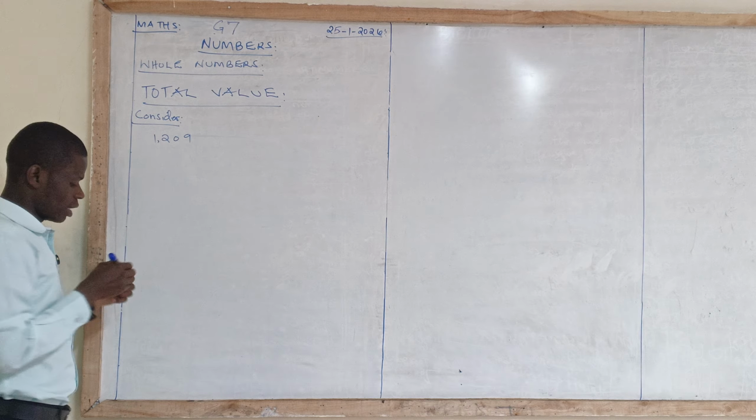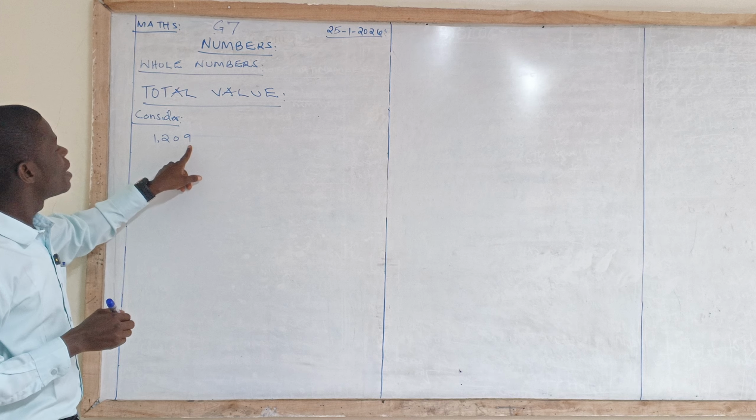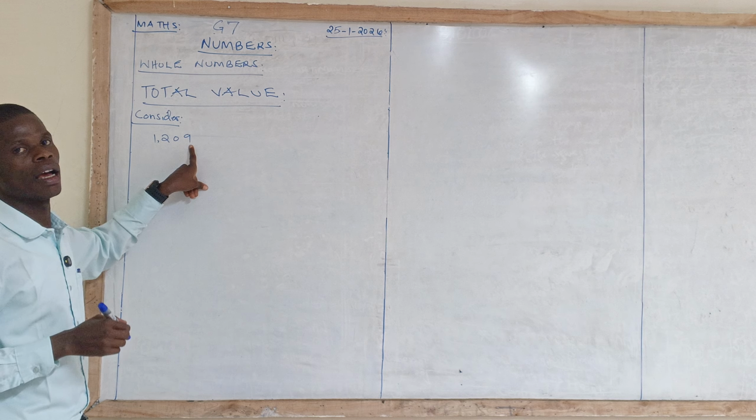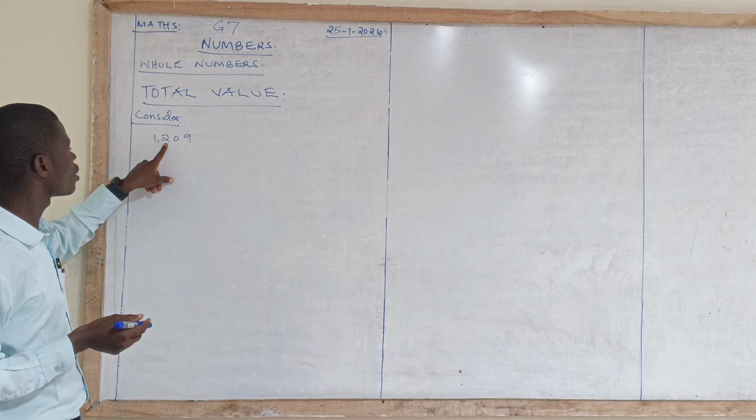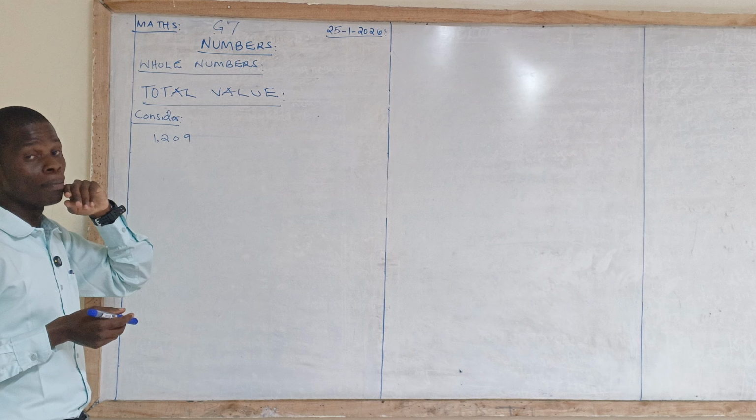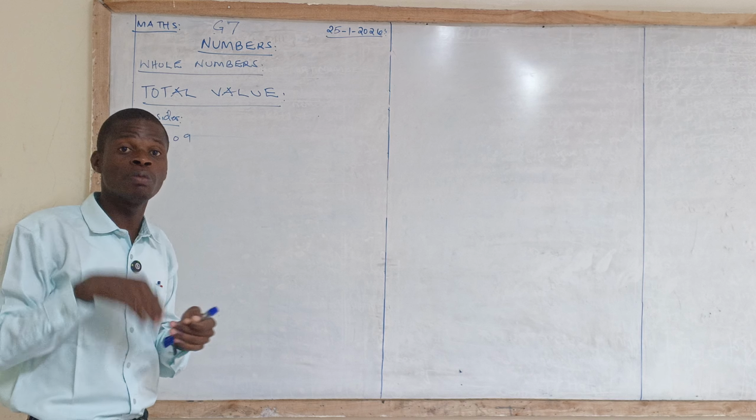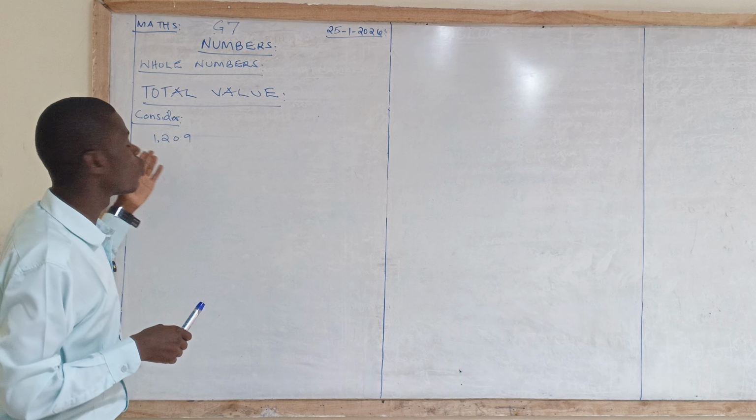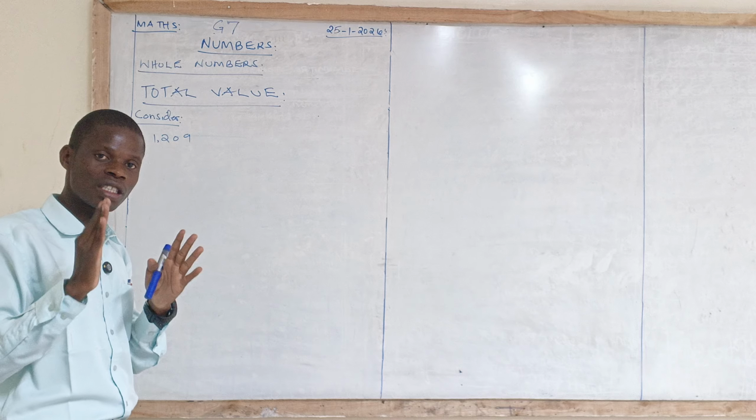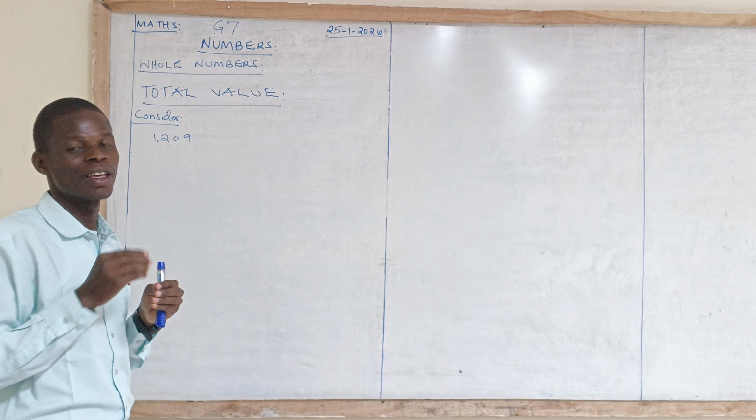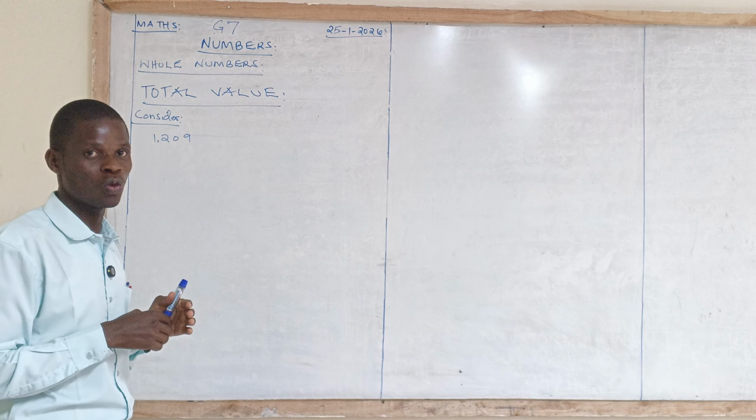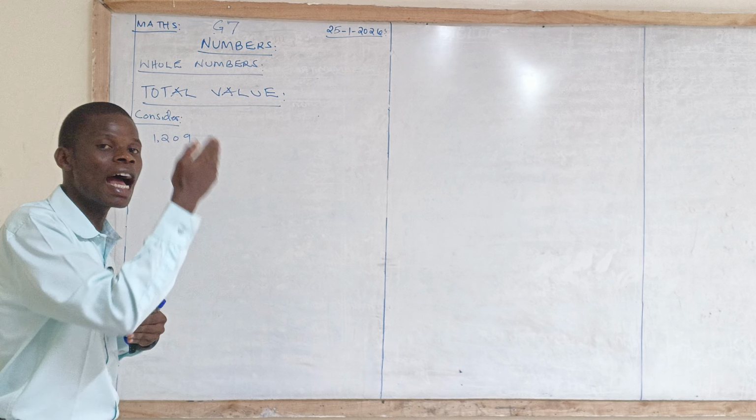1,209. Now, 9 is the biggest digit here. 9 is greater than 0, 9 is greater than 2, 9 is greater than 1. But its position makes it have a smaller value. If you have been given 9 and you have been given 1,000, I'm very sure you will go for 1,000. Why? It has a greater value.